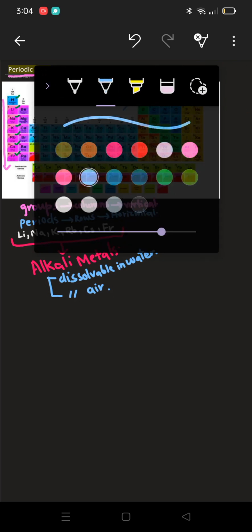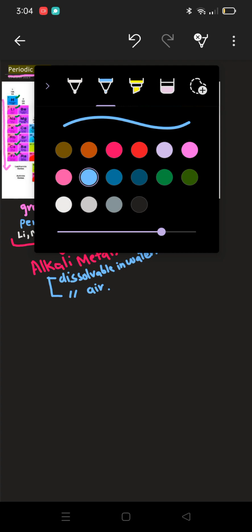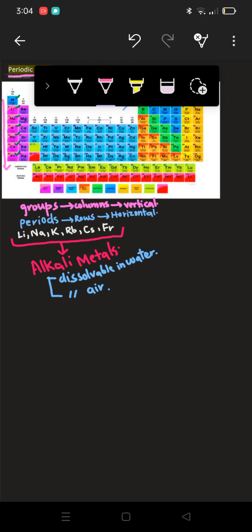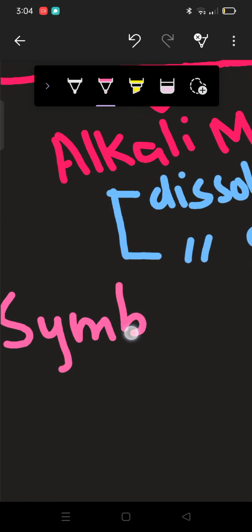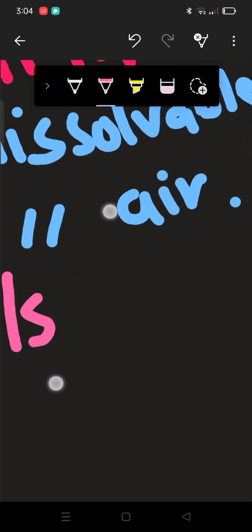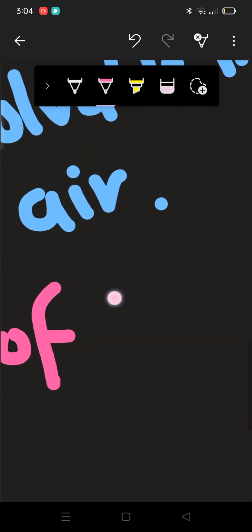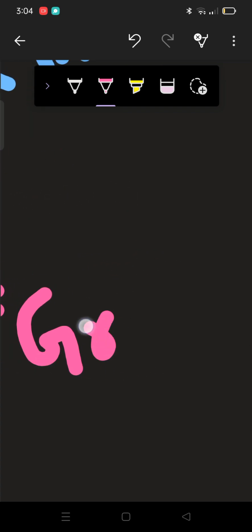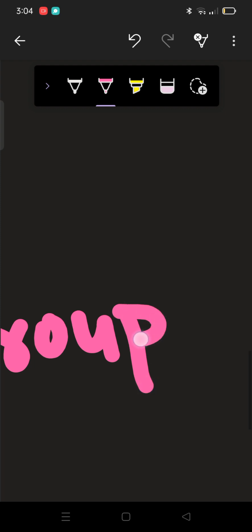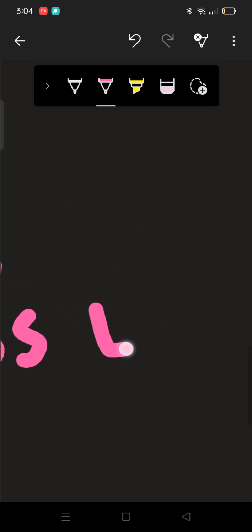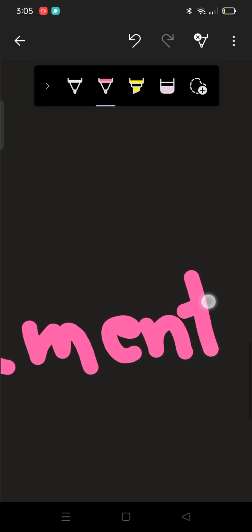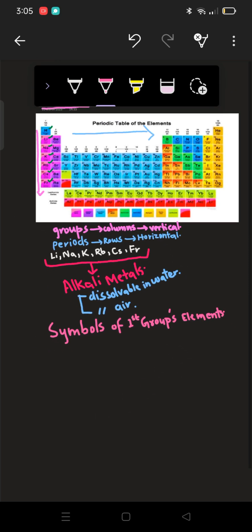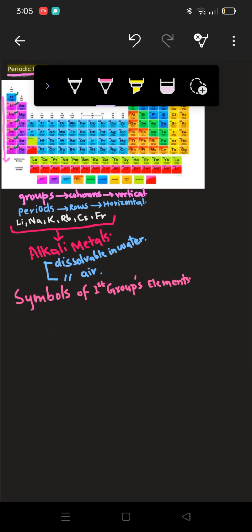Now let me tell you the representation. Let me tell you the symbols first. Let me use this color now. We are going with the symbols of the first group's elements.